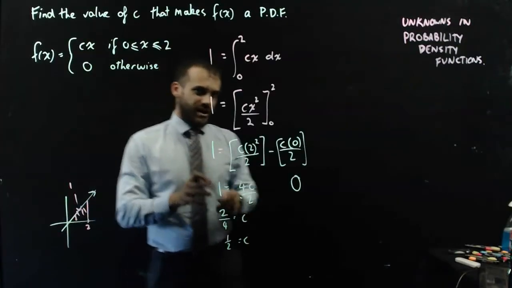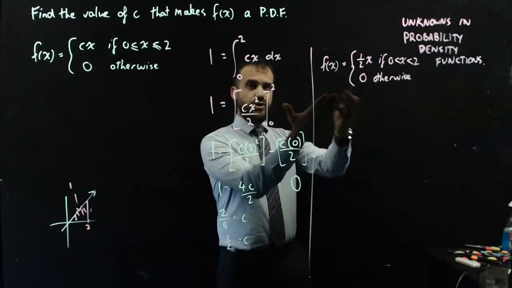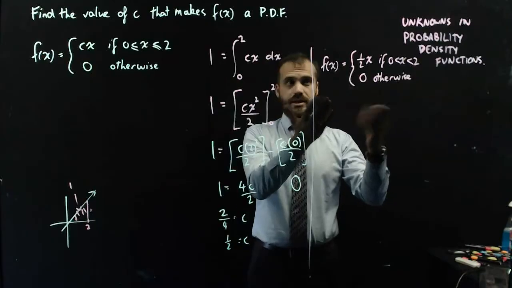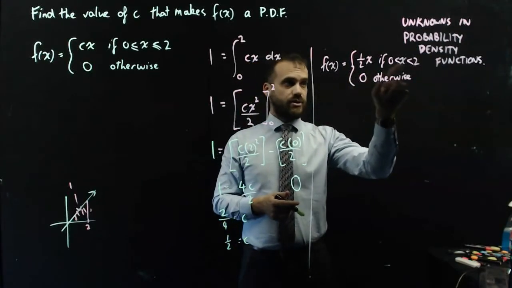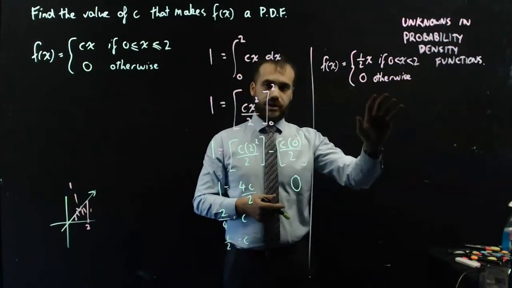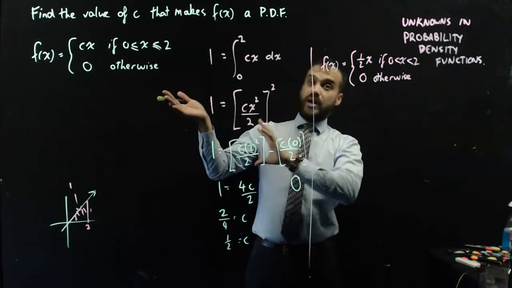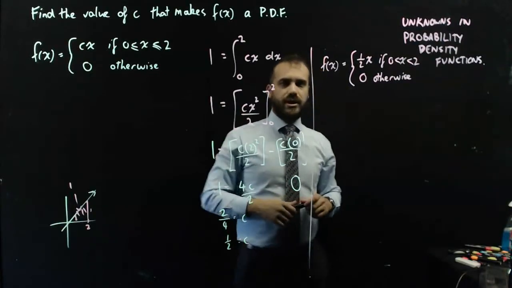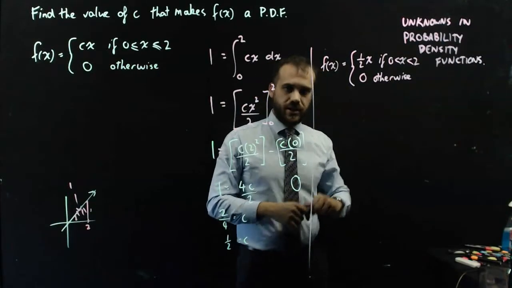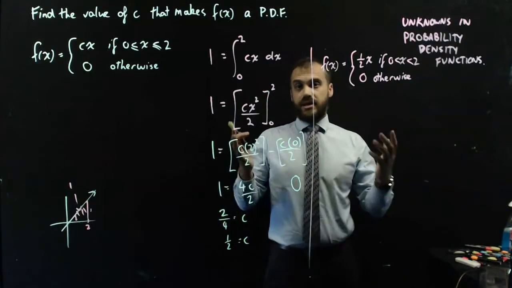I'll just finish that off. So I have my newly minted probability density function: f of x equals half x if x is between 0 and 2, and 0 otherwise. Now that we've found our unknown, which I think was relatively straightforward, let's find another probability just so we get some more practice finding probabilities using PDFs.